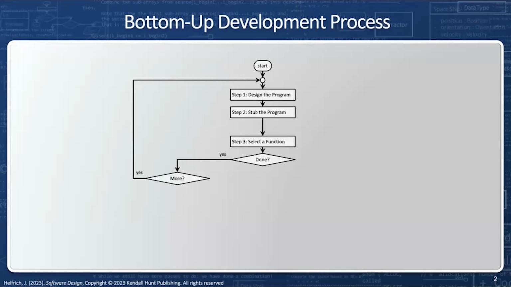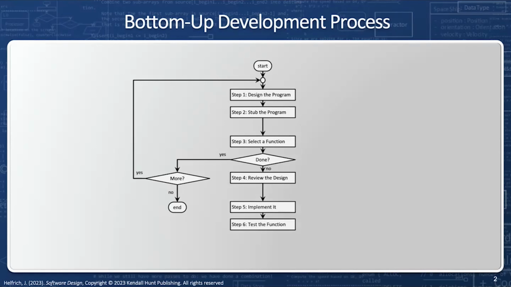If we have, then we're finished. But if not, then we're going to review the design. And if we have pseudocode or a flowchart, we're going to go with that. In this case, we don't have any design. And then we're going to implement the function and then test it. If it does not work, then we're going to try to implement it again. If it does work, then we're going to go select another function.